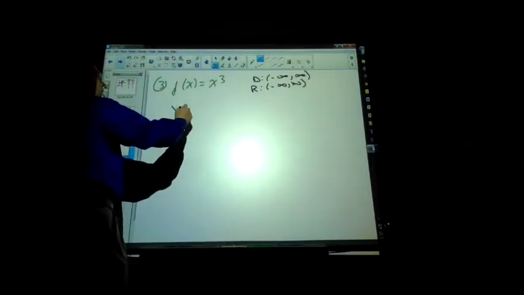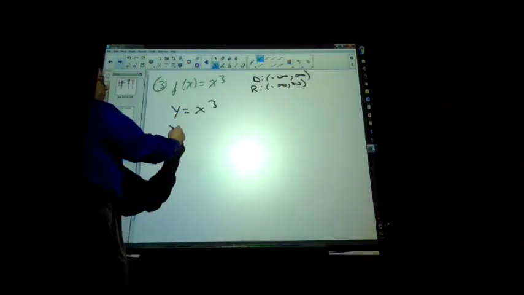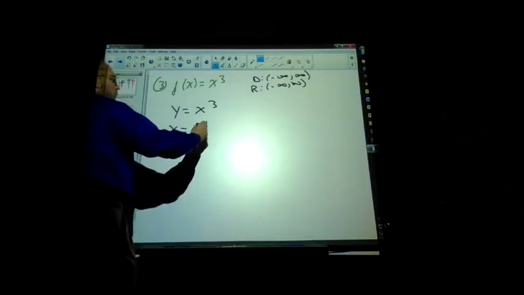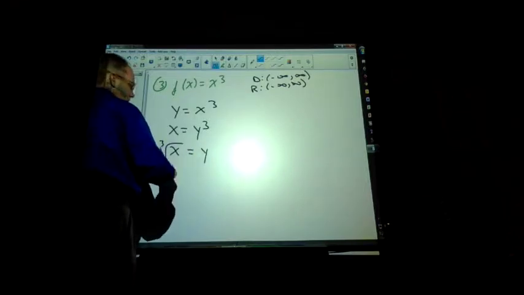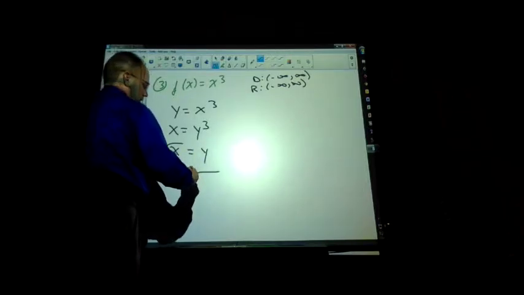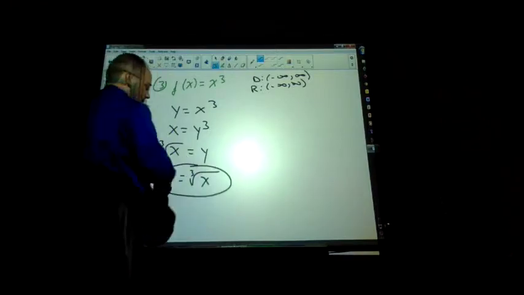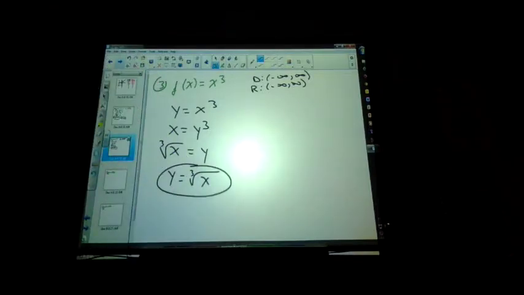All right, so y equals x to the third. Flip-flop x and y. And solve for y. So I'm going to get the third root of x is equal to y. So y equals the third root of x. There's my inverse. So my domain and range of the original were not restricted, so it's possible your domain and range of your inverse will also not be restricted.